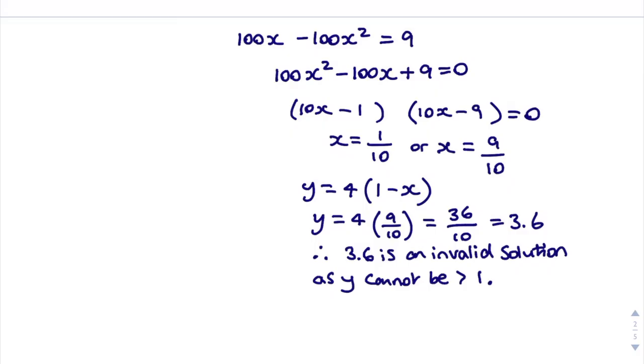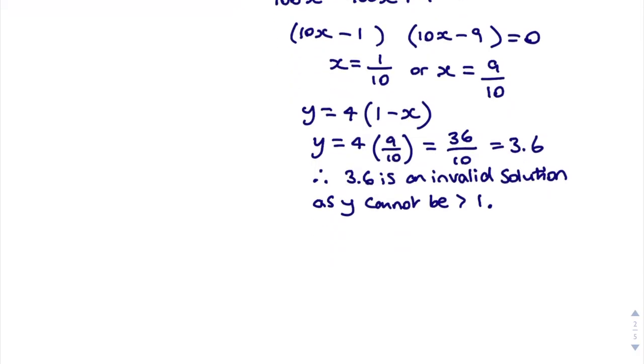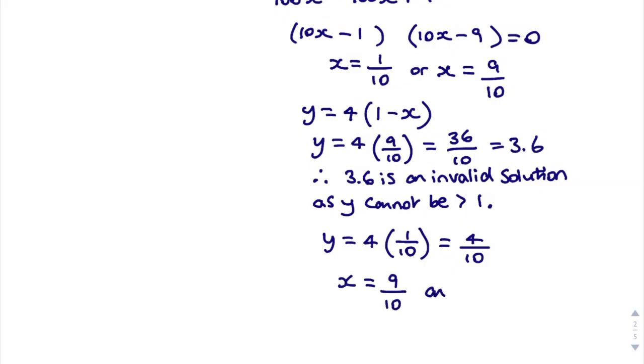Let's try our other value for x, which is 9/10. So that would be y equals 4 multiplied by 1 minus 9/10, which is 4 multiplied by 1/10. And that gives us 4/10, which is the same as 0.4. Now 0.4 is smaller than 1. So that must be our probability, the probability of winning game B. So that means we've got x equals 9/10 and y equals 4/10.